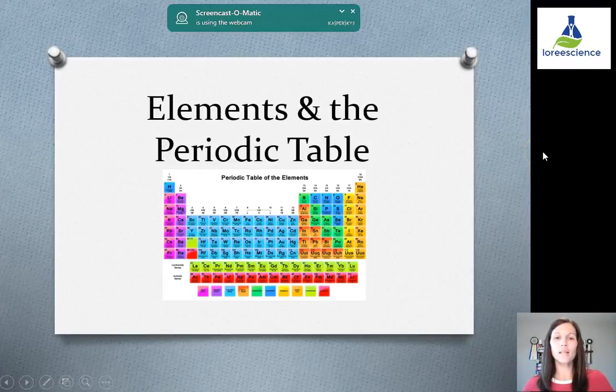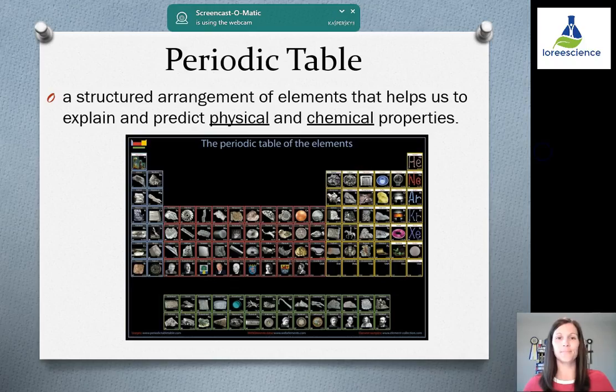In this lesson, we're going to take a look at elements and the periodic table. We are going to move through material relatively quickly, as it should be primarily review from last year in grade 9. So when we look at the periodic table, we want to recognize it as a structured arrangement of elements that actually helps us to explain their physical and chemical properties.